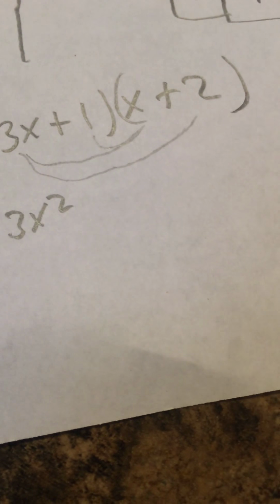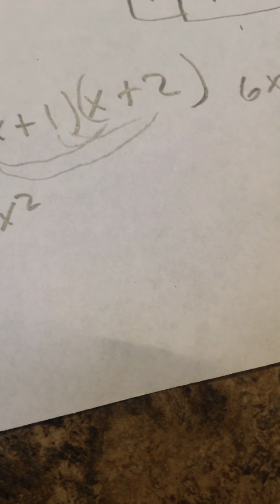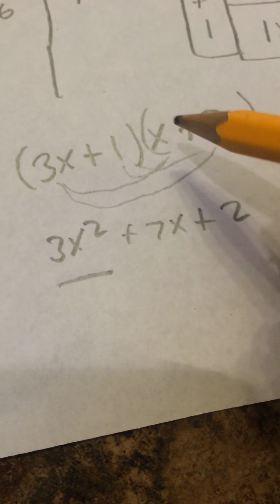This is 3x squared, 6x, plus 1x, and then times 2. That will simplify to 3x squared plus 7x plus 2, this number right here. And that would be your final answer right here.